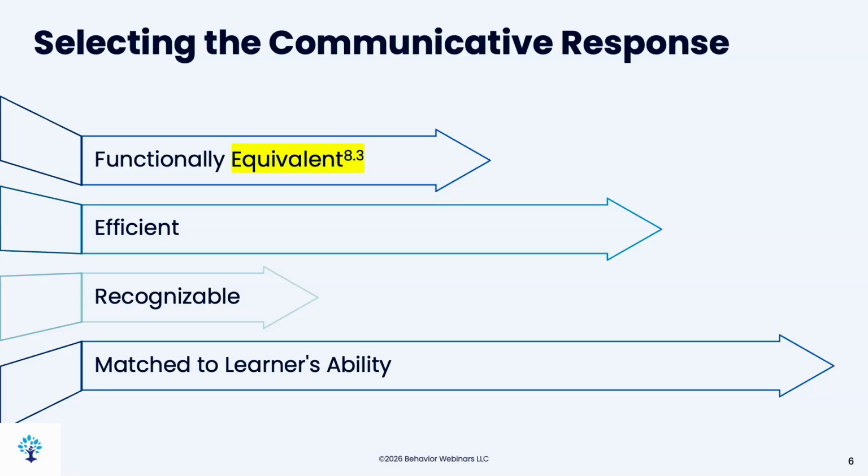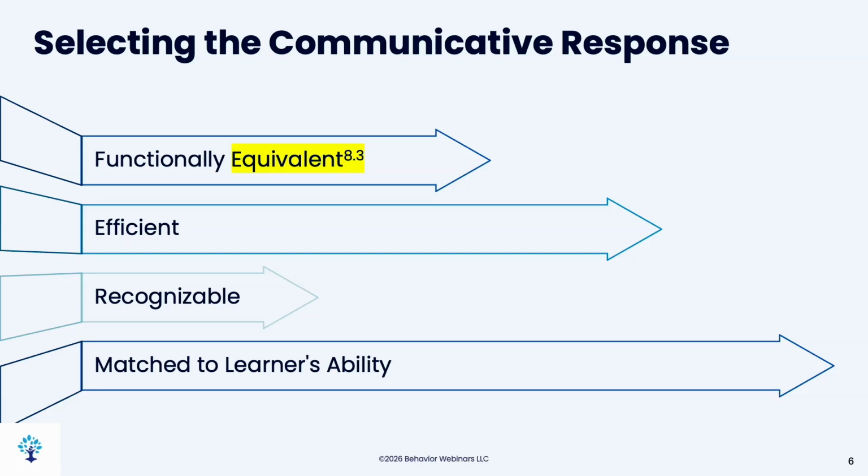You have to select a response that has to match the learner's ability. If they're not speaking, it can't be a speaking response. These things should not be difficult for someone to engage in. If they have speech emerging, you wouldn't give them a full sentence because their speech is emerging. There's going to be a lot of work just to get two sentences. We want these to work immediately.